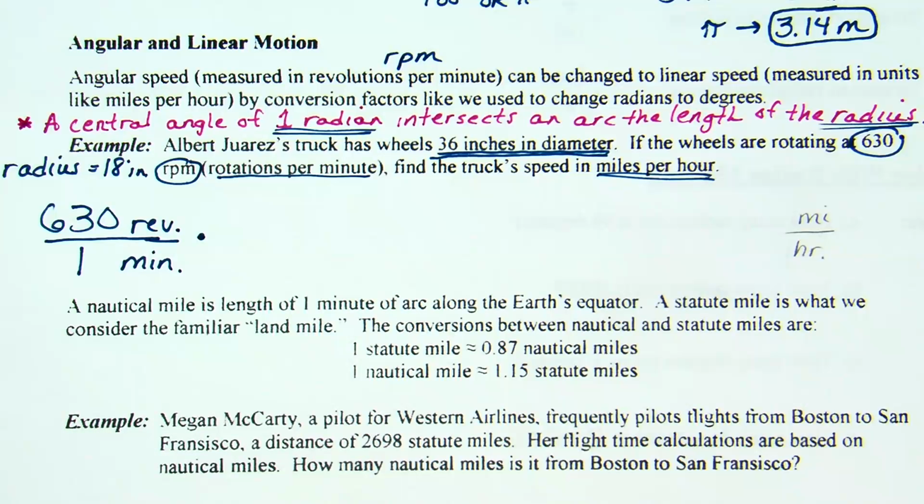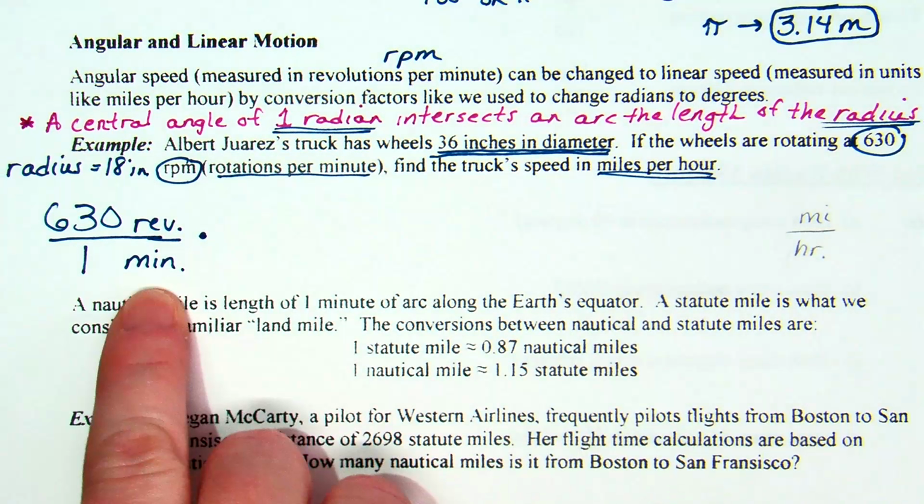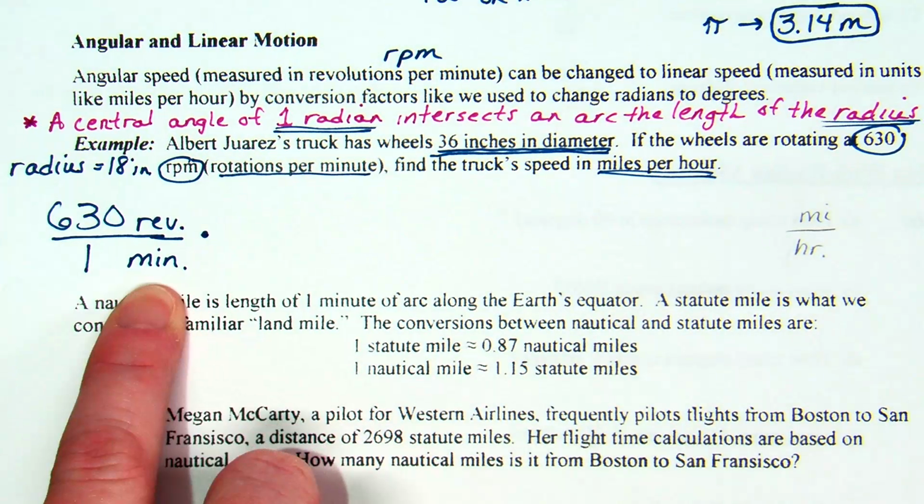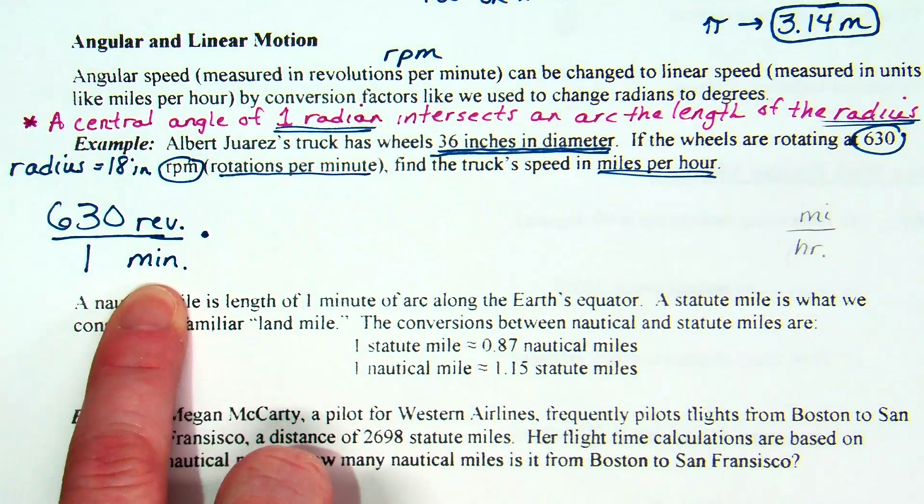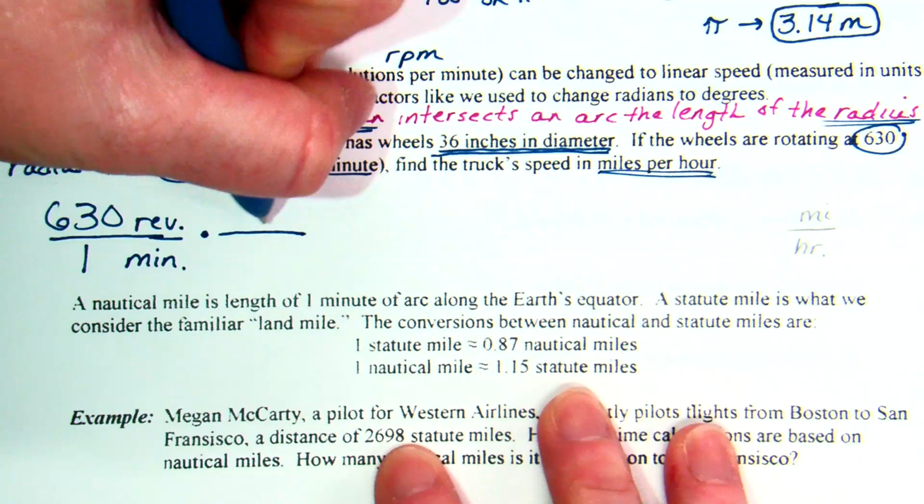Now, we have to change revolutions to miles, minutes to hours. What's the easy one to do here? Minutes to hours. What do we know about minutes and hours? 60 minutes and 1 hour. So when I teach this, we're going to multiply by a fraction. It's either 60 minutes over 1 hour or 1 hour over 60 minutes. We want minutes to cancel. Minutes is currently on the bottom. So if we want minutes to cancel, I put minutes on top in my next fraction. So that means I'm going to put minutes over hours in my next fraction.